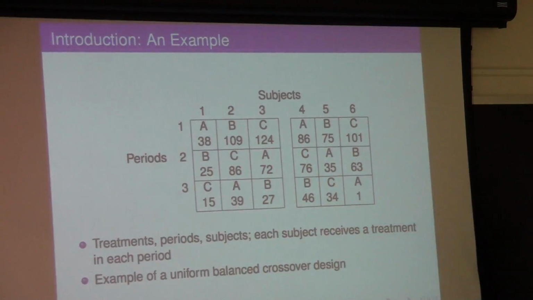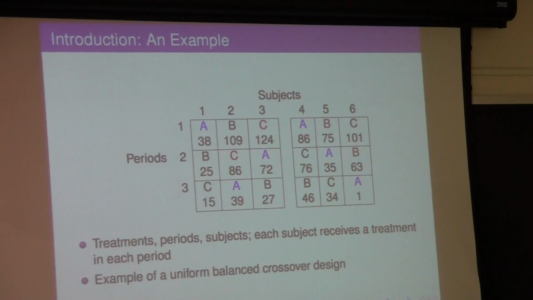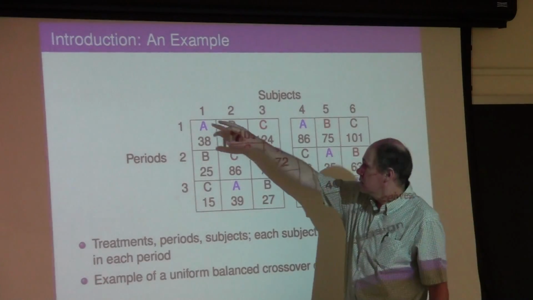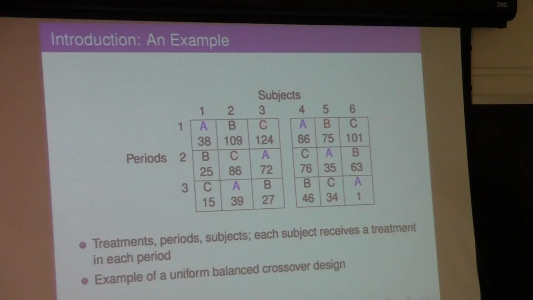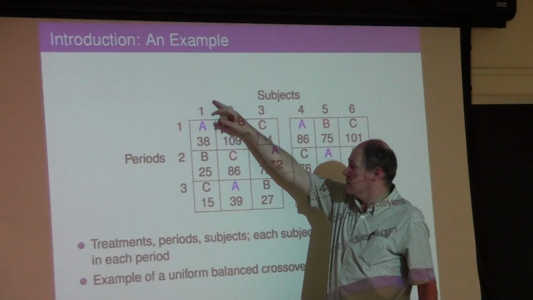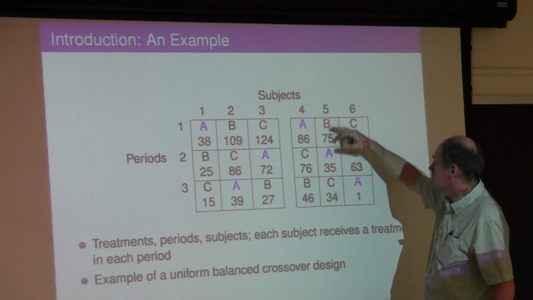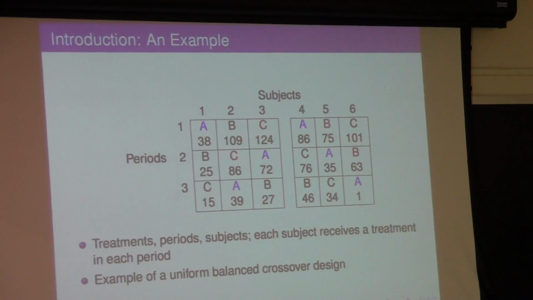The balanced refers to this. If you look at, let's say, treatment A, every time that treatment A occurs, what's the treatment that appears immediately before treatment A? Well, here there's nothing. Here's treatment C, here's treatment C, there's nothing here. Here's treatment B, and here's treatment B. So each of the other treatments comes equally often just prior to treatment A.